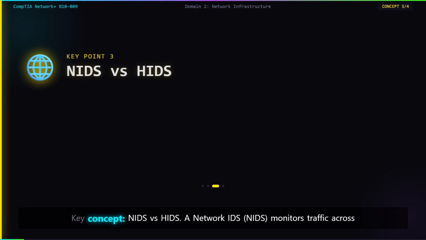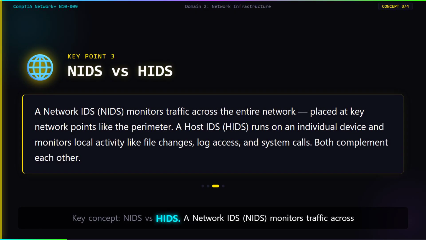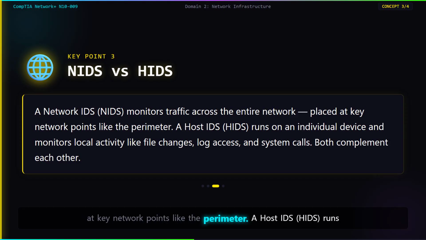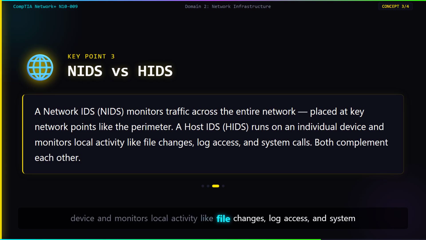Key concept: NIDS versus HIDS. A network IDS, NIDS, monitors traffic across the entire network, placed at key network points like the perimeter. A host IDS, HIDS, runs on an individual device and monitors local activity like file changes, log access, and system calls. Both complement each other.